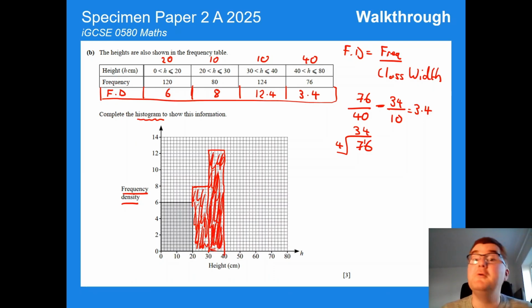This is the part of the video where people are going to skip over. I already know this. And then we go 40 to 80. So this is at 3.4. So 2.4, 2.8, 3.2, 3.4. That's in between. So it's going to go all the way across to the end and down. And then just shade it in.